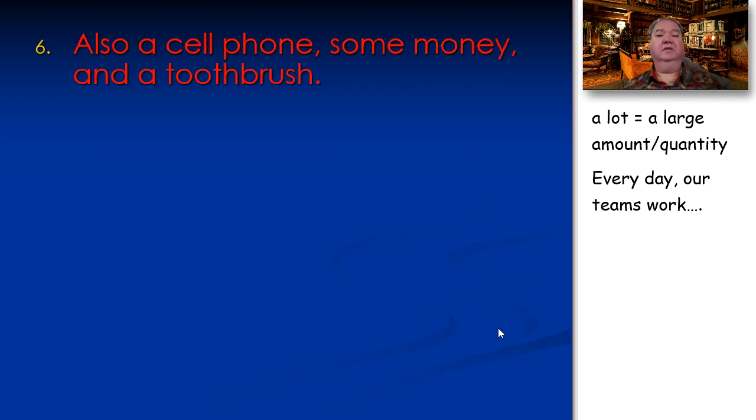And number 6, also a cell phone, some money, and a toothbrush. What's wrong here? Do we have a subject? Do we have a verb? Okay. There's no verbs. What about these, though? Also, a cell phone, some money, and a toothbrush. We have some nouns. Do we have a subject? Not the way it's written.